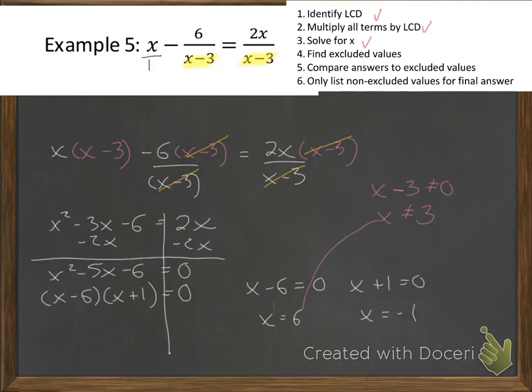Okay, when we compare that to our answers, we can see that neither answer is x equals 3, right? They are both different from that. So, since neither of these two values are restricted values, both of them are valid solutions. So you could just leave it like that. If you wanted to write it more compactly, you could, sorry, I don't know why there's a negative sign there. You could write it like that.